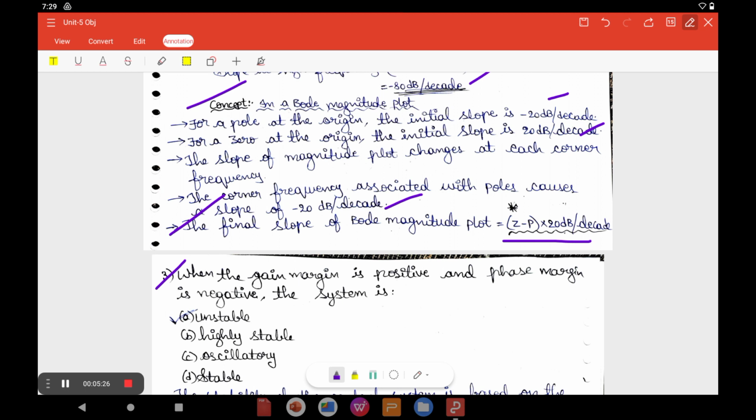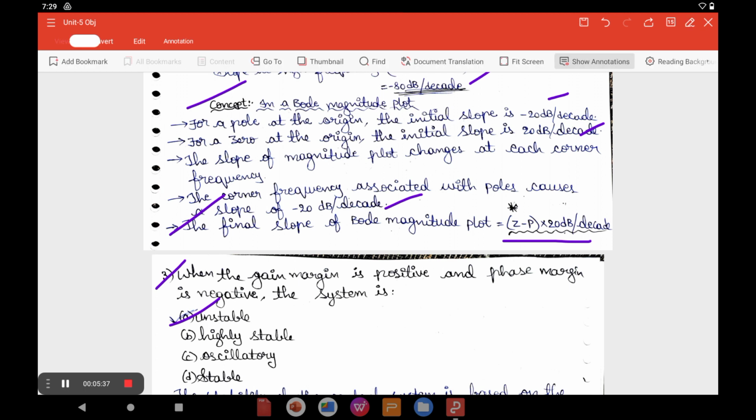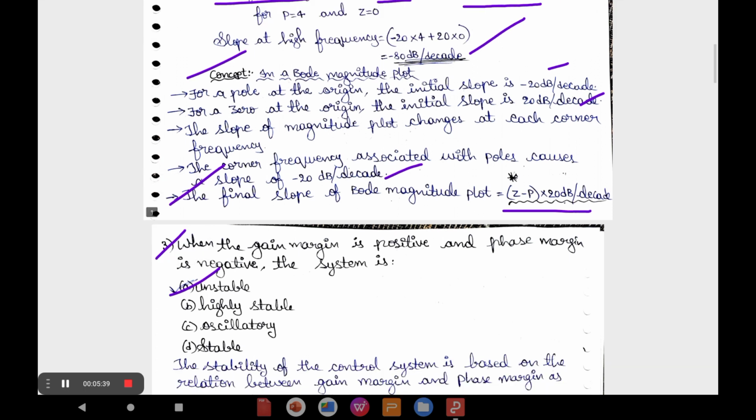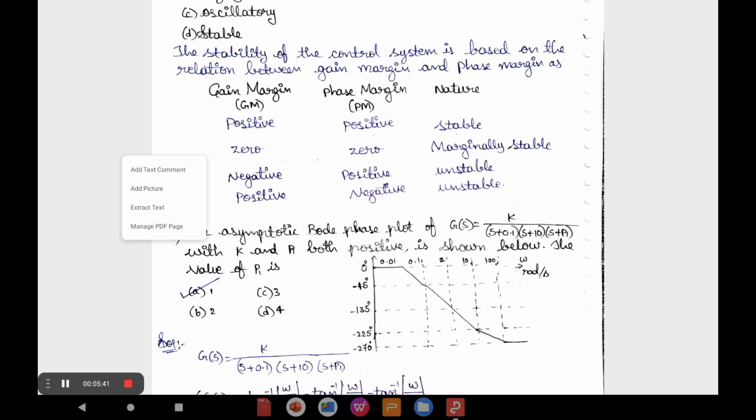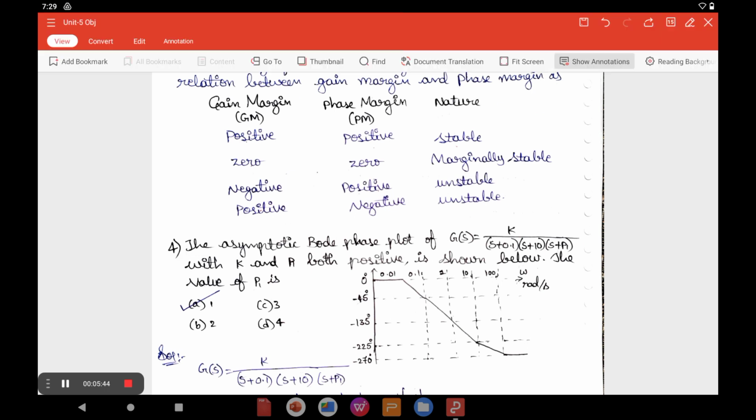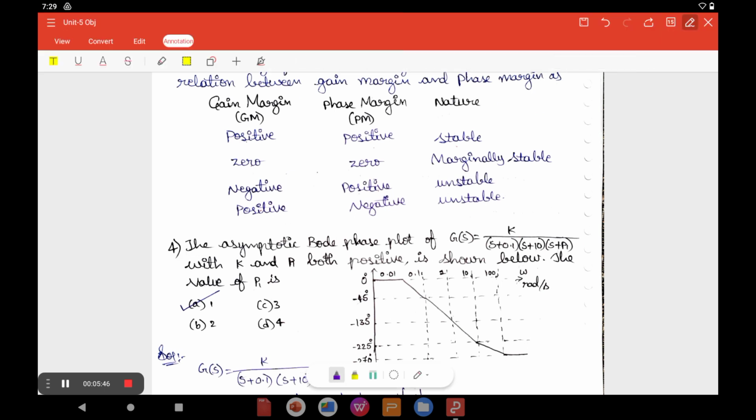At the same time, for the third question, the gain margin is positive and the phase margin is negative. The system is an unstable system. For easy analysis, there are some points you have to remember. These are the 4 points. Gain margin and phase margin both positive means the system is stable.